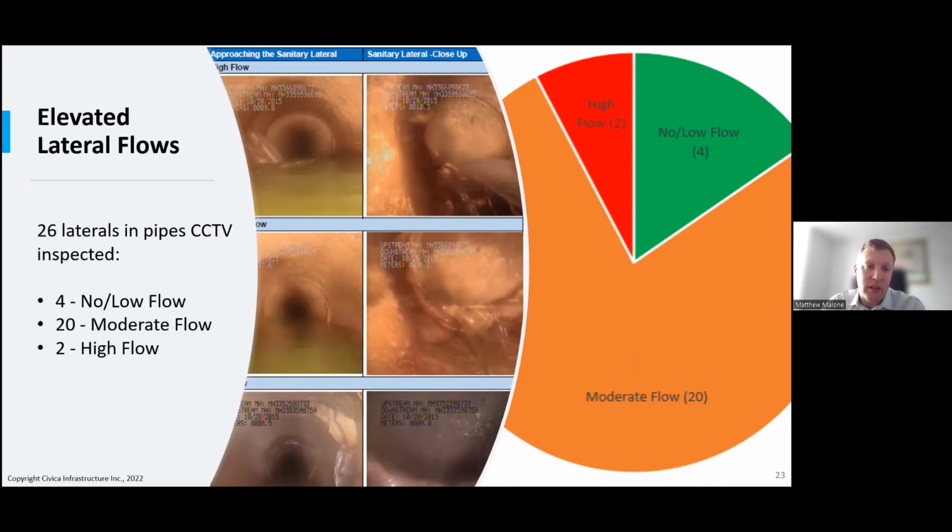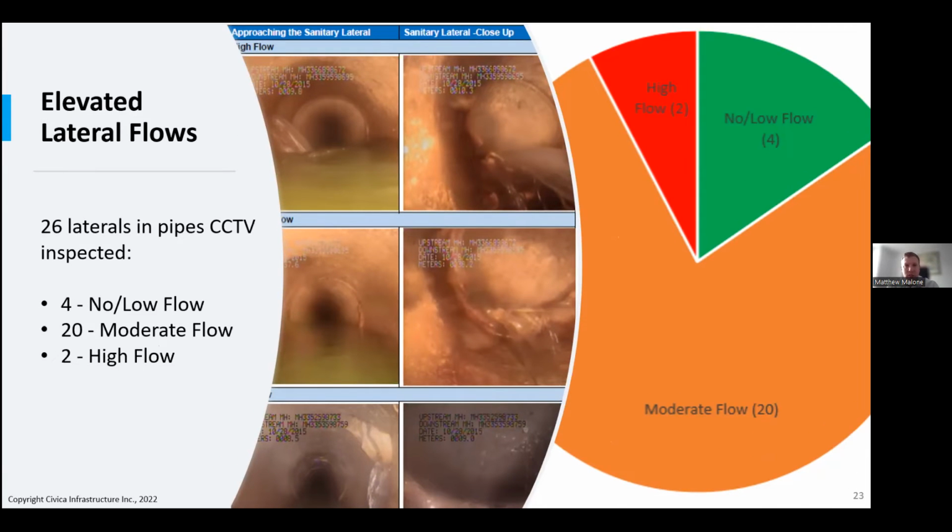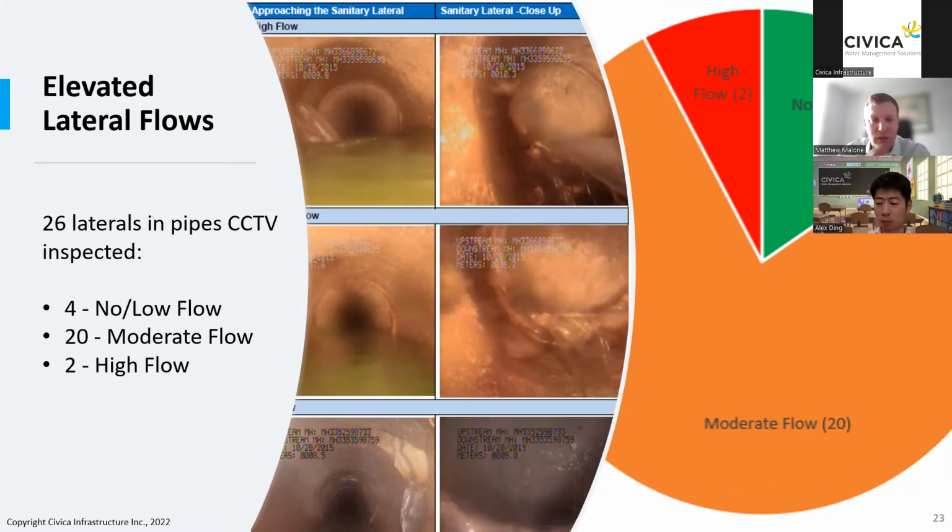And then we had 20 with what we call moderate flow, and then another 2 with high flow. And so it got us to thinking, okay, this is a pretty significant source. When you look at the videos, it's clear water. It looks like stormwater. So we're thinking these are probably fairly significant sources of I&I.